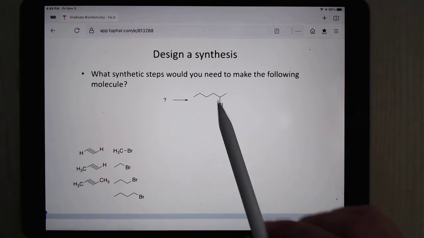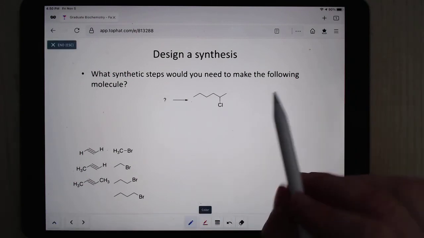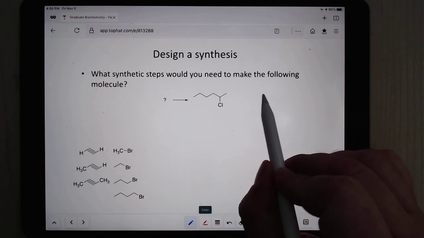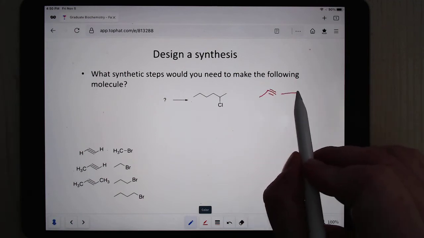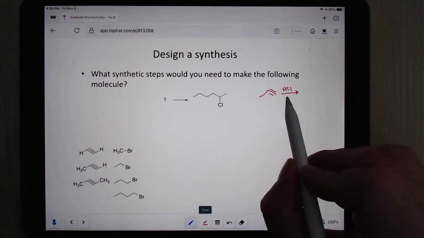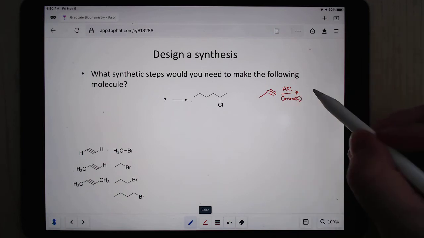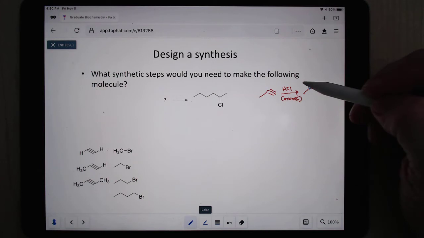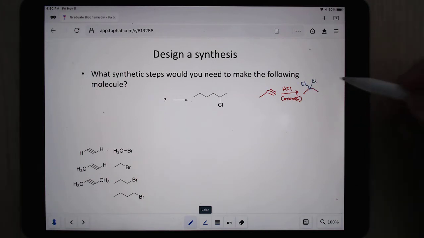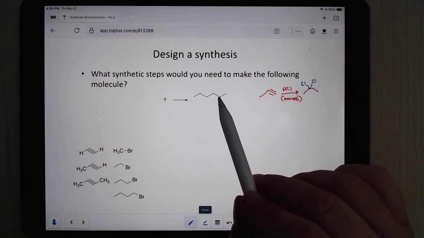So the way that we know how to put a chlorine on there, just thinking about this in general: if we were to add HCl to this, typically this is done in excess. The problem is we're going to end up putting two chlorines on here. So we're still going to get the 2 hydrogens here, but we're going to get 2 chlorines.